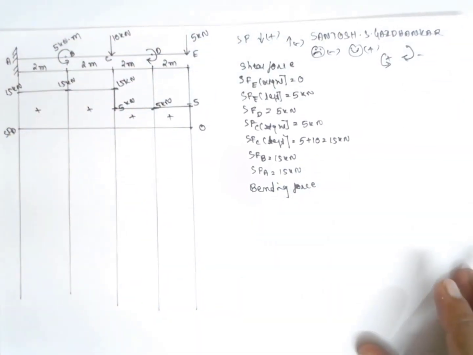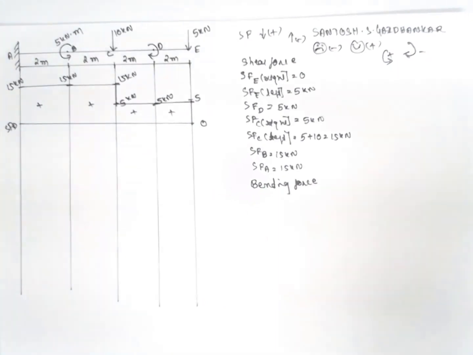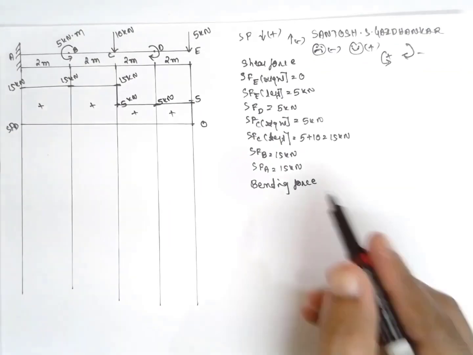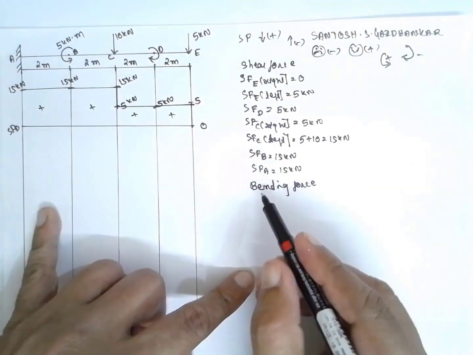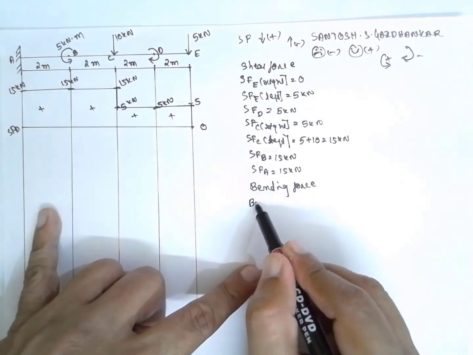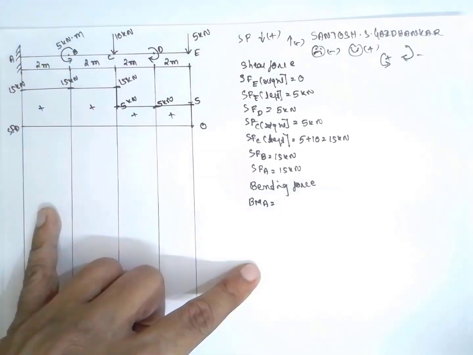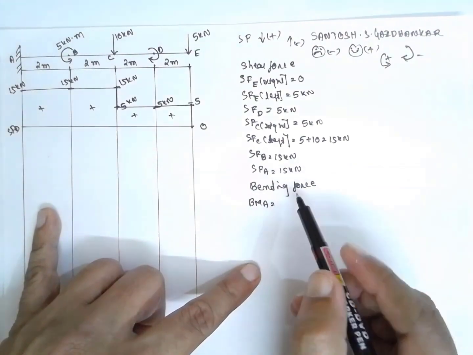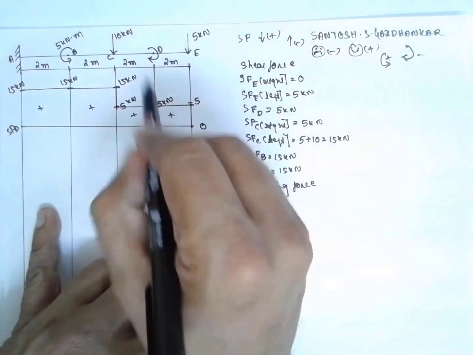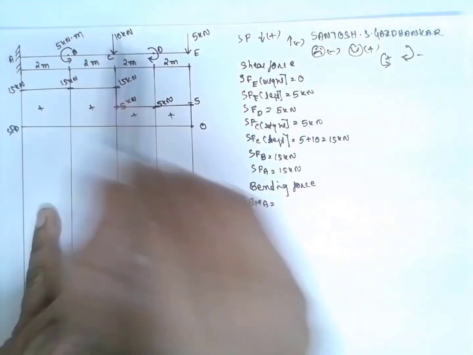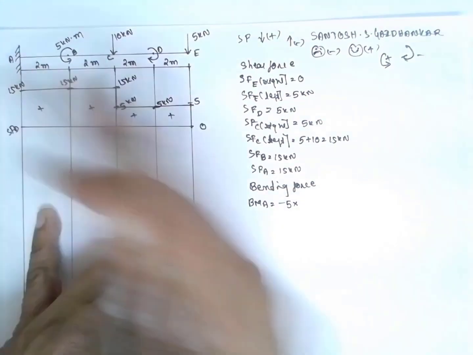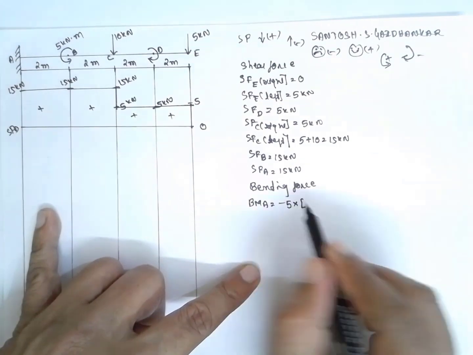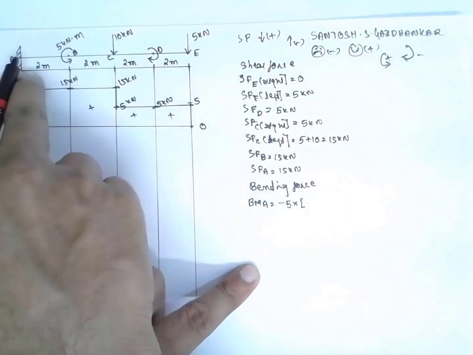Now the bending moment I am drawing. I will start from the left side. BM at A. First it is hogging type, sad face, minus 5 into perpendicular distance, that will be 2 plus 2 plus 2 plus 2, that is 8.